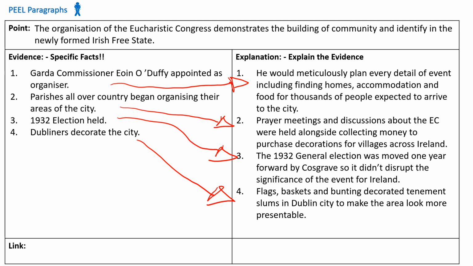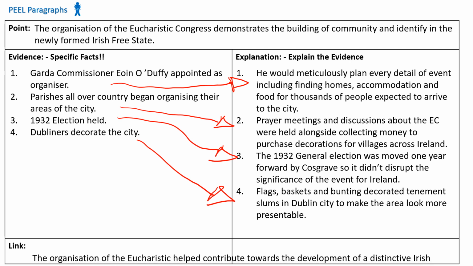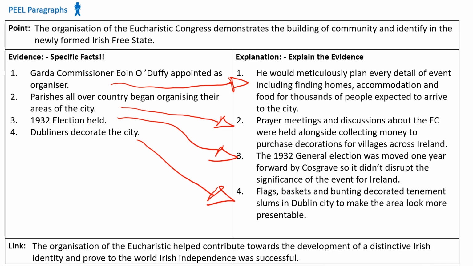So now when we're structuring our paragraph, we can just follow that structure and that plan that will help embed that P.E.E.L paragraph approach in our writing. Last thing we need to do is link. So the organisation of the Eucharistic Congress helped contribute towards the development of a distinctive Irish identity, because the essay title asks us to discuss the Eucharistic Congress and its impact on identity.